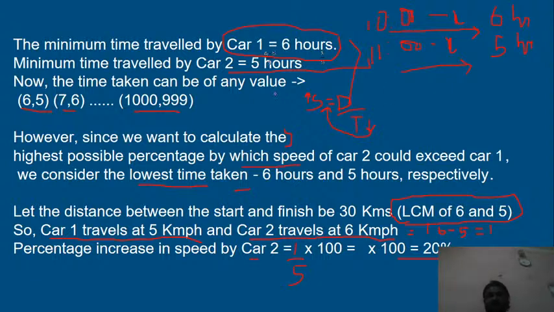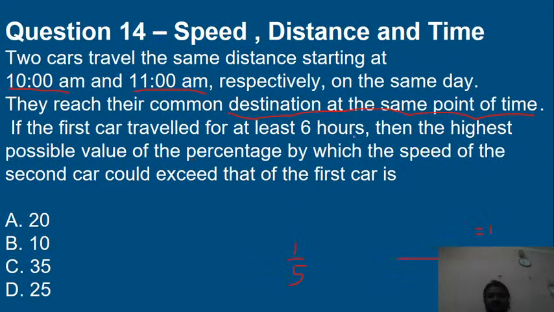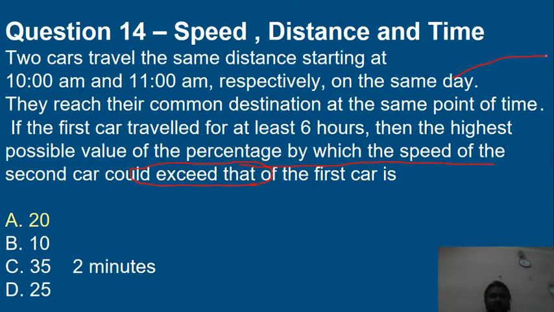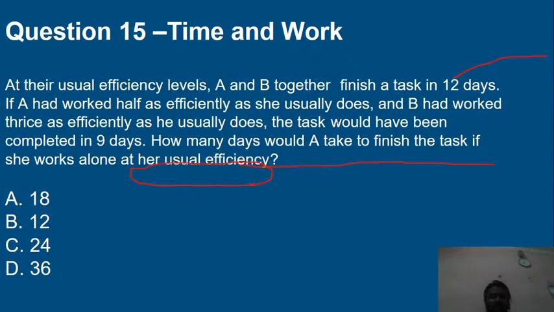So guys, here the trick was that the question says you have to find the highest possible percentage by which the speed would be more. So the highest possible percentage by which the speed of car 2 would exceed car 1 would occur when the time taken by car 2 is lowest. And what can be the minimum time taken by car 2? We take it as 5 hours. So in this way, a bit tricky question, again a very smart question. You could have solved it in 2 minutes.